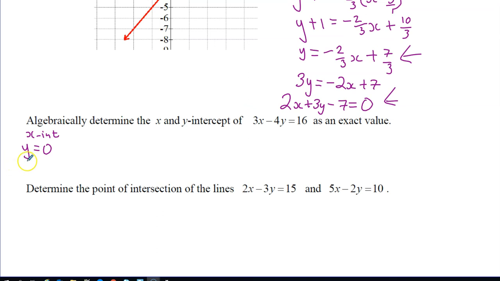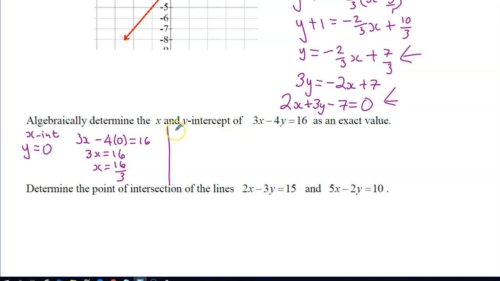Algebraically determine the x and y intercept. So the x-intercept, we set y equal to 0. So let's just take exactly what we have here. And we'll go 3x minus 4 times, so you set y to 0, is equal to 16. 3x is equal to 16, and x is 16 thirds. And you notice it wants it as an exact value, and that is an exact value.